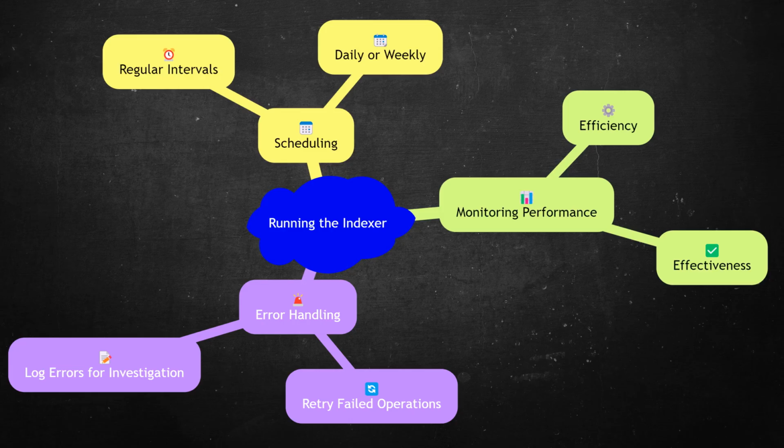Once the indexer is set up and configured, the next step is to run it. This involves scheduling the indexer to run at regular intervals, monitoring its performance, and handling any errors or issues that arise. For example, you may want to schedule the indexer to run daily or weekly, depending on the volume of new documents. Monitoring the performance of the indexer is important to ensure that it is running efficiently and effectively. Additionally, you should have a plan in place for handling errors, such as retrying failed operations or logging errors for further investigation.